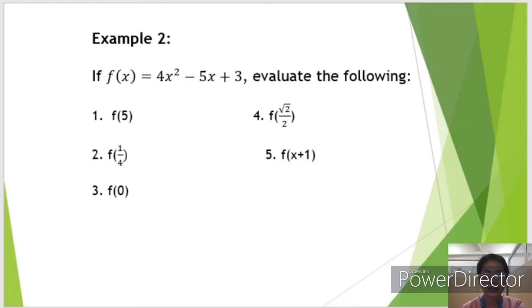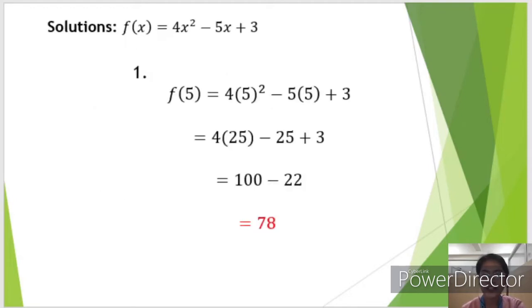For number 1, we have the f of x is equal to 4x squared minus 5x plus 3. So, isa-substitute natin ang 5. So, we have 4 times 5 squared minus 5 times 5 plus 3. So, exponent first. So, we have 5 squared is equal to 25. And then, 4 times 25 is equal to 100. And then, 5 times 5 is 25. So, ayun po. Plus 3. So, we have 4 times 25 minus 25 plus 3. So we have 100 minus 22. So the answer is 78.